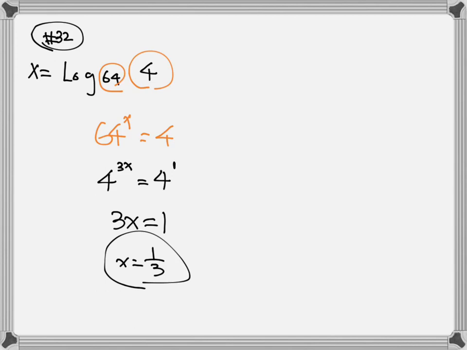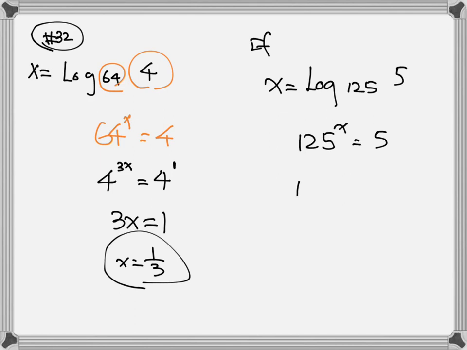Now, let me show you another one. If x is equal to log base 125 of 5, so it'll be 125 to the x power over 5. 125 is what? 5, right? So the base will be 5. Let me erase that. Change to exponents, so it'll be 5 to the third power. Keep your x over 5. After that, 3x, so it'll be 3x equal to 1. Then x will be 1/3.